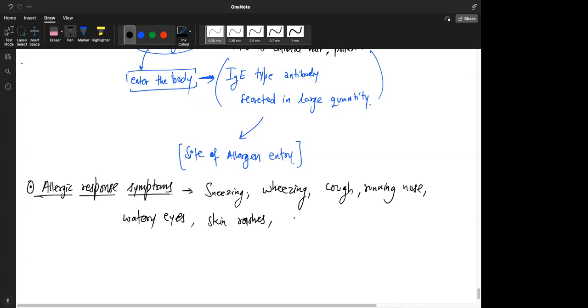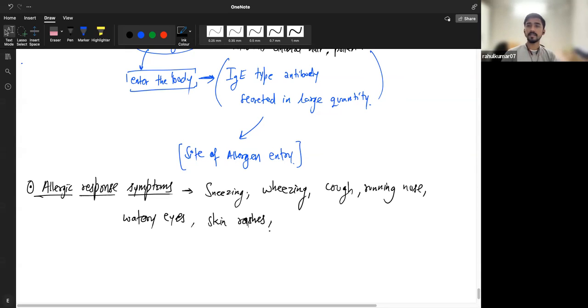Rashes come even when they start touching animal fur. Yes, the skin can show an allergic response on coming in contact with certain animals, or if an animal licks them, etc. Skin rashes and difficulty in breathing are also seen. So all these are allergic response symptoms.